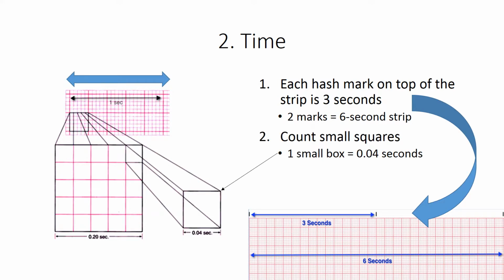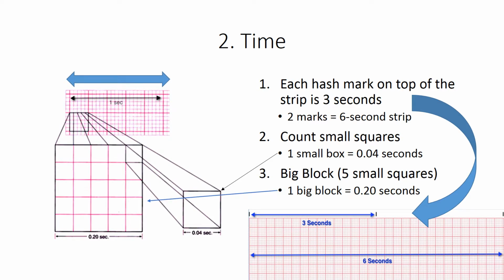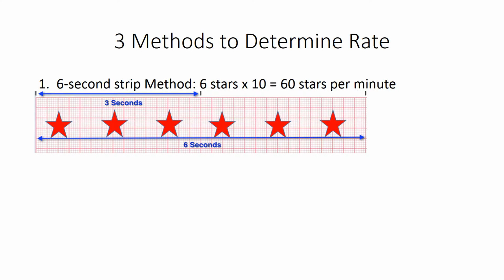A second option is to count the small squares. One small box equals 0.04 seconds. And the third is to count big blocks. A big block is 5 small squares that have a bold line around them, and they are 0.20 seconds each. There are 3 methods of determining rate.